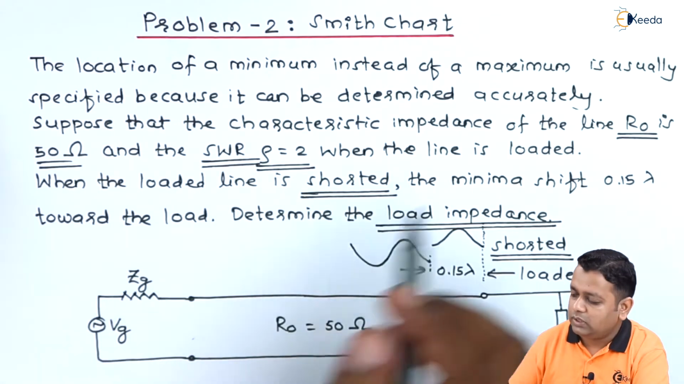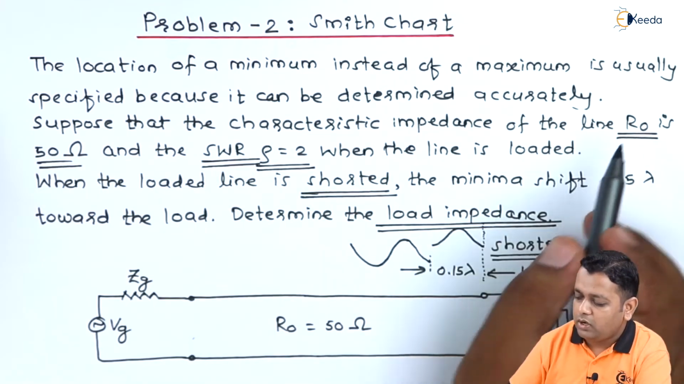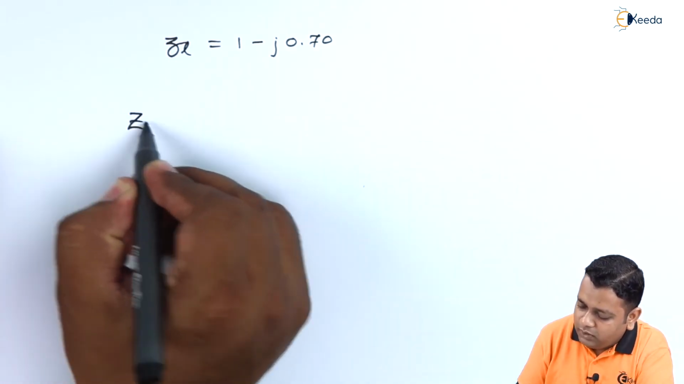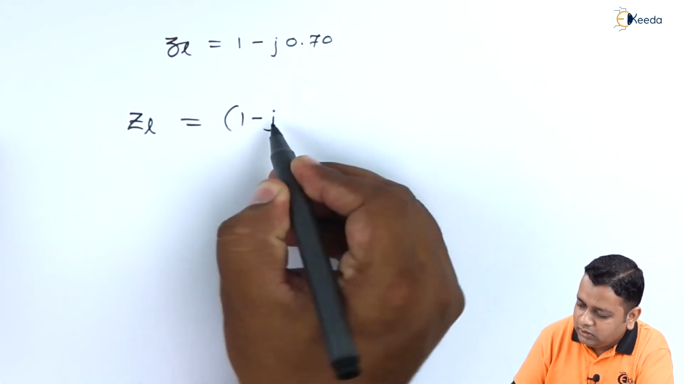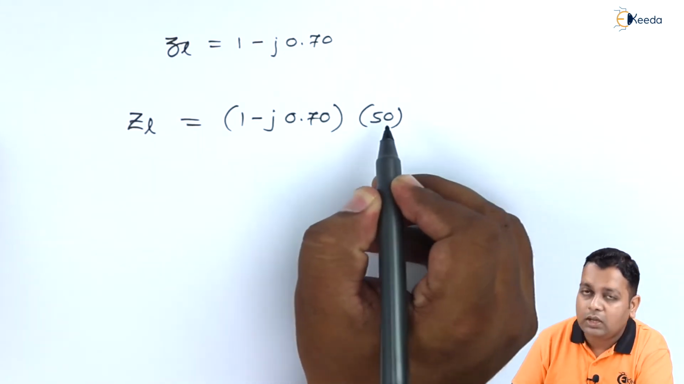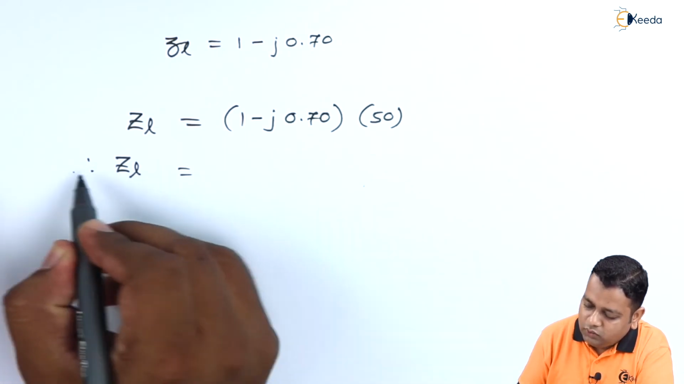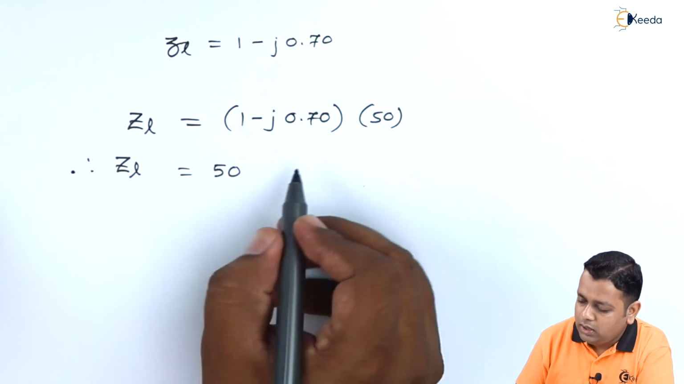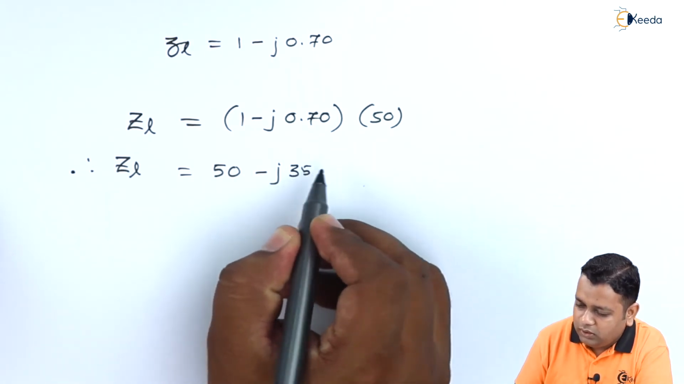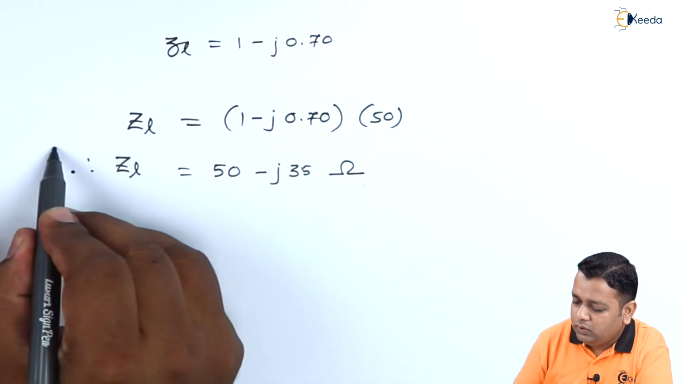Now we have been provided the value of the characteristic impedance. It is denoted by capital R suffix 0 and it is equal to 50 ohms. So we shall use this value and write the generalized form of the load impedance. In general we write capital Z suffix L equal to, in brackets, 1 minus j times 0.70, multiplied by 50, the characteristic impedance. By the next step we find the multiplication and determine the load impedance is equal to 50, the real part, minus j times 0.70 into 50, which is 35. As impedance is always measured in ohms, here we outline the value of the load impedance.